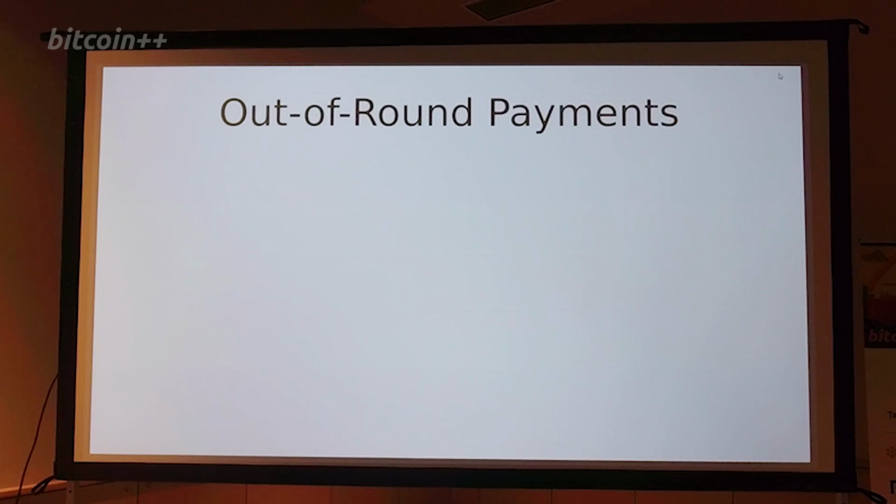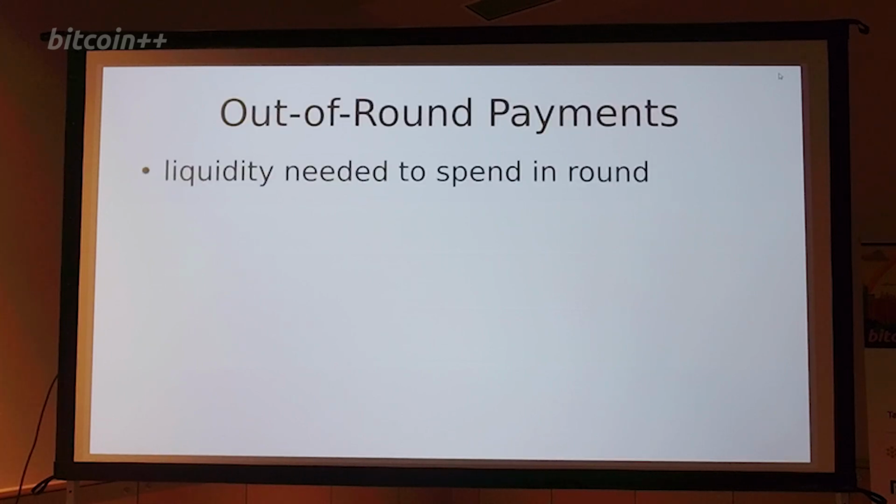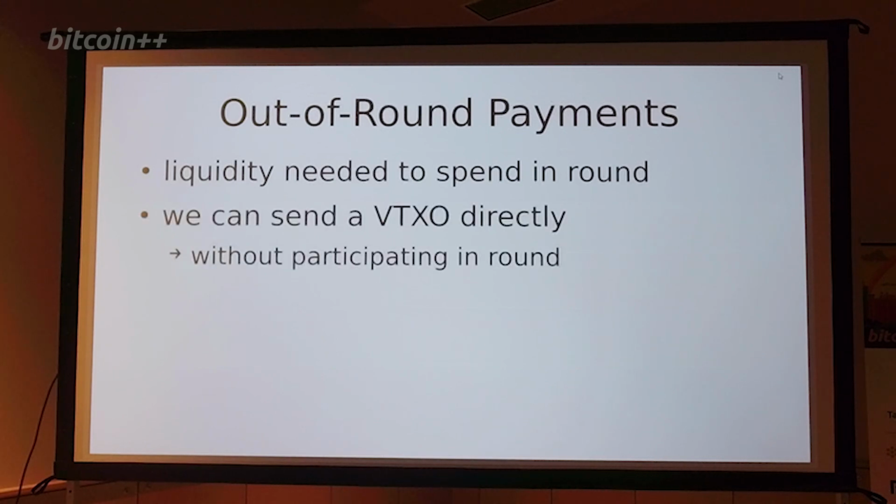So one way we can do that, and this also introduces some other nice benefits, is we can actually have a way where we can make ARC payments without having to make rounds. And this means that we don't need liquidity, because we only need liquidity when we do ARC rounds. When we do out of rounds, we don't need this liquidity. And we can then send our VTXOs directly from one party to another. This was originally introduced as an idea by Ruben Thompson. We called it then the Thompson shortcut. We've reiterated a little bit on this idea.